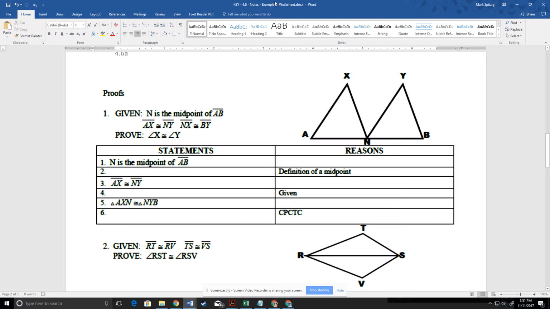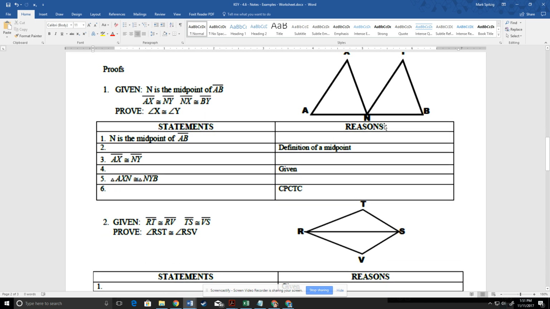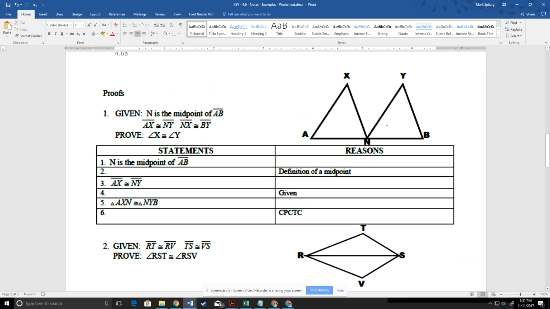All right, so here we go with the key for the first part of 4.6. So we did the top part already in class. All right, so we get started with these proofs. It says N is the midpoint of AB, and of course that is given.